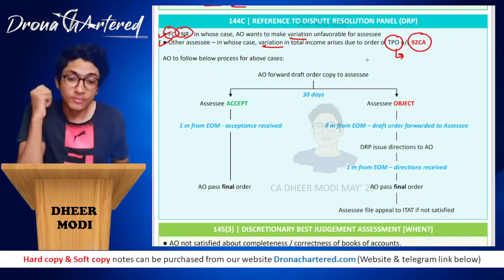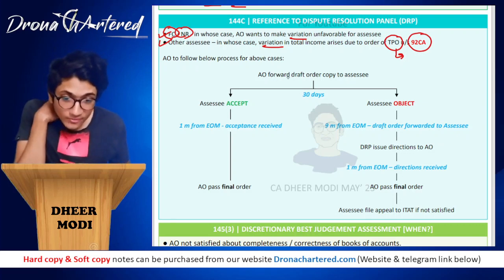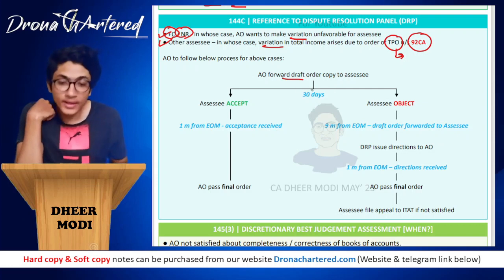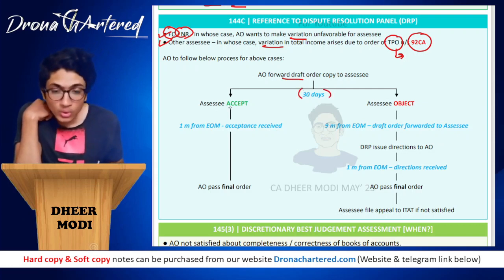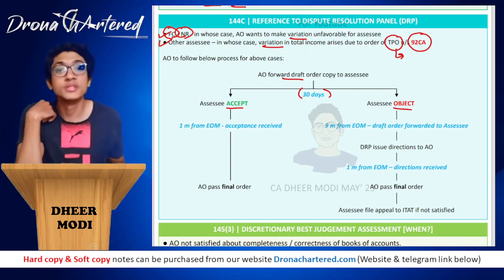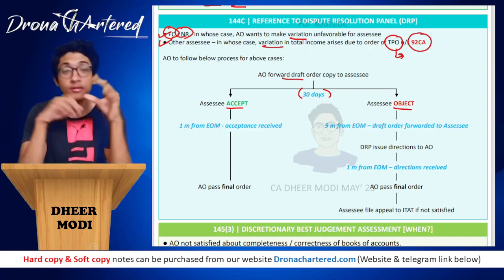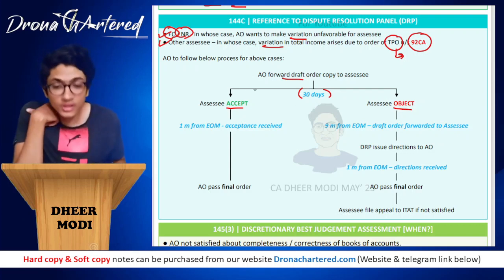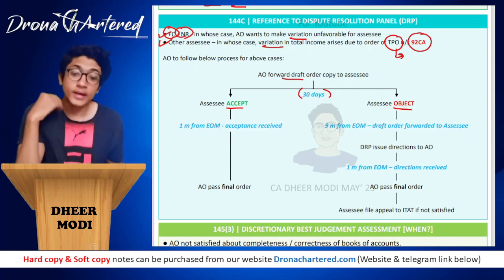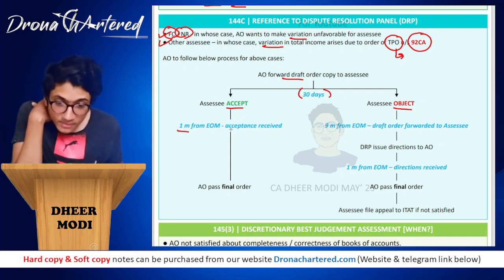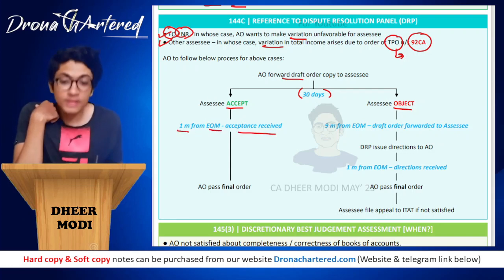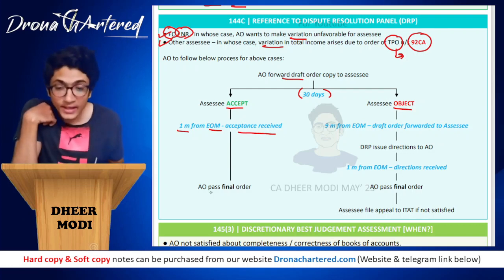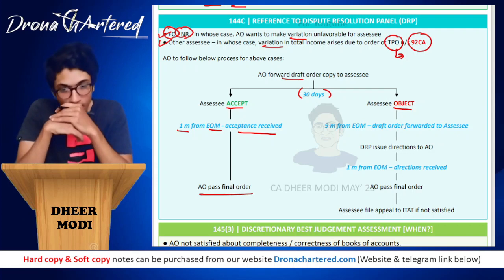Your assessing officer will follow this case. So first of all, forward a draft order copy to the SSC. Now your SSC will be given 30 days to either accept or object. That is, if he does not agree with it, he will be given 30 days from the date when the order copy has been forwarded to him. If your SSC accepts, then within 1 month from end of month, acceptance shall be received, and AO will pass the final order.